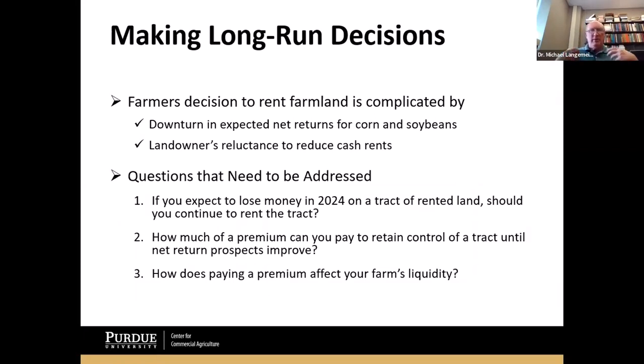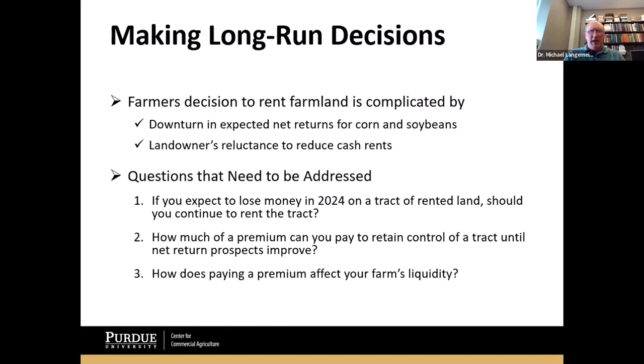Let's say we're looking at some areas where we're expecting net returns to be lower, and we know landowners are reluctant to reduce cash rents. How should we think about this tract of land? I know most of you have been through this before. I showed you the chart from 2007 on. I've been farming since 2007, and we've faced this 2 or 3 times now since then. But if you expect to lose money in 2024 on a tract of rented land, we're not going to cover all costs. There are going to be some costs that probably aren't going to be covered in 2024, with my initial budget here.